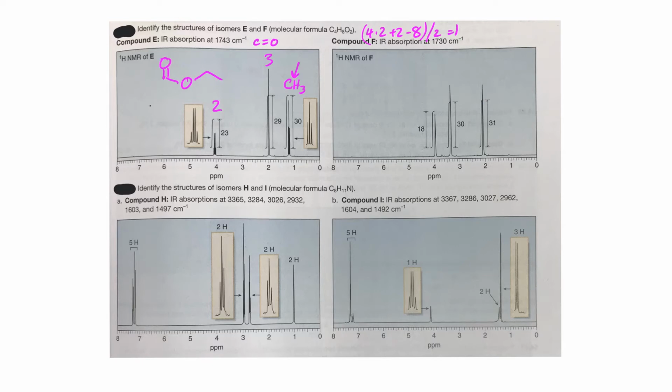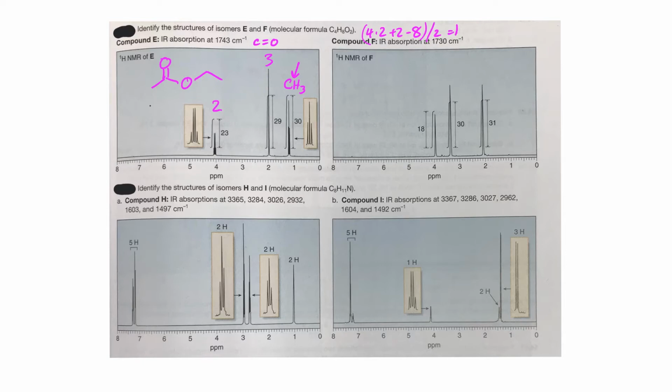And that leaves me with a single carbon left, I believe. 1, 2, 3. I have 4, and I have not accounted for this 3 hydrogen signal right here, so most likely that is a methyl group, and that would complete the formula, and it looks like I have a complete structure here. That is probably the best structure for E.